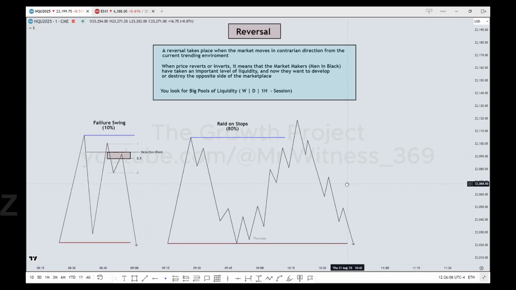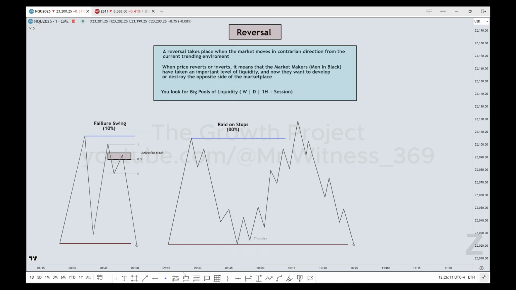So now the last way that the market can have a reversal is the following way. And I like this a lot because nobody is expecting this way.